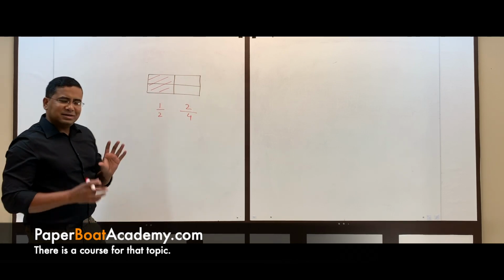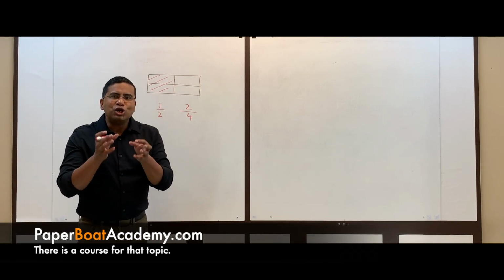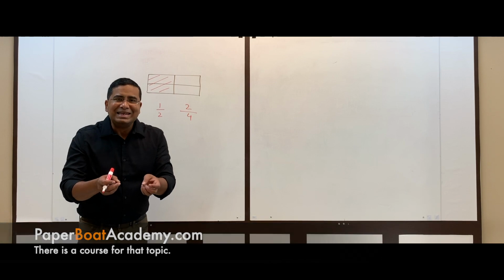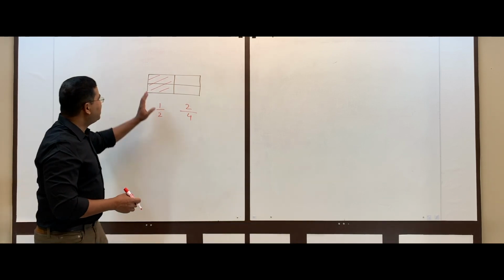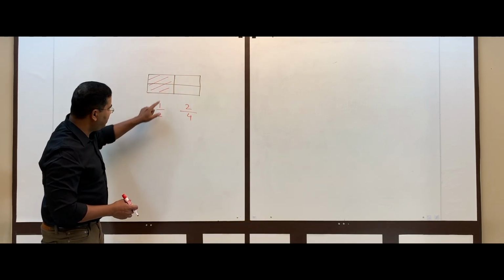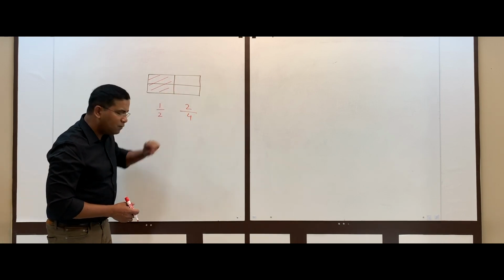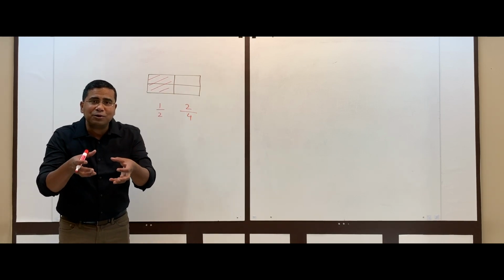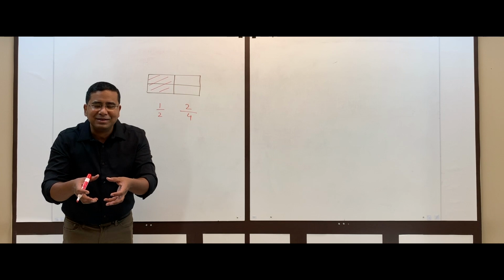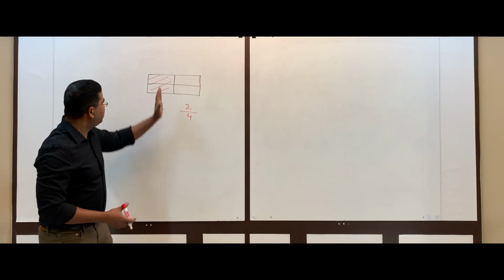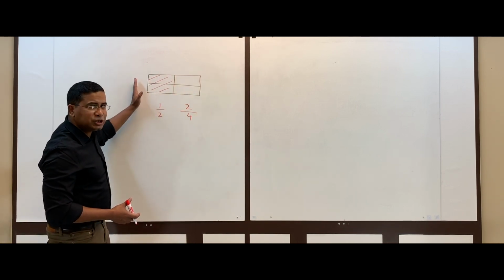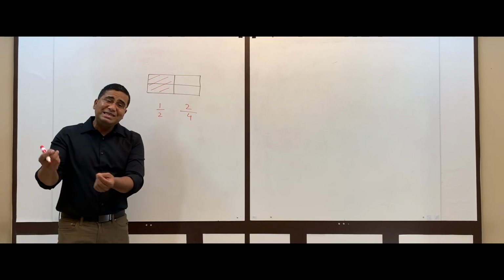Now think about it. The amount of chocolate that you are going to eat, did it change? When you had 2 pieces, you had 1/2. When you had 4 pieces, you had 2/4. But the amount of chocolate that you are going to eat at the end of the day, did it change? No. Think about it. Look at the picture. It did not change anything. It's just the number of pieces that changed.